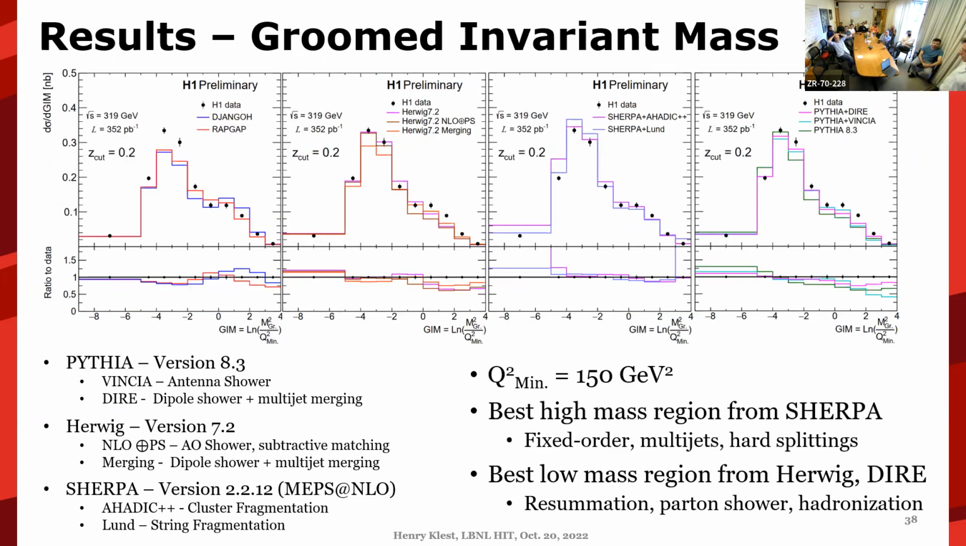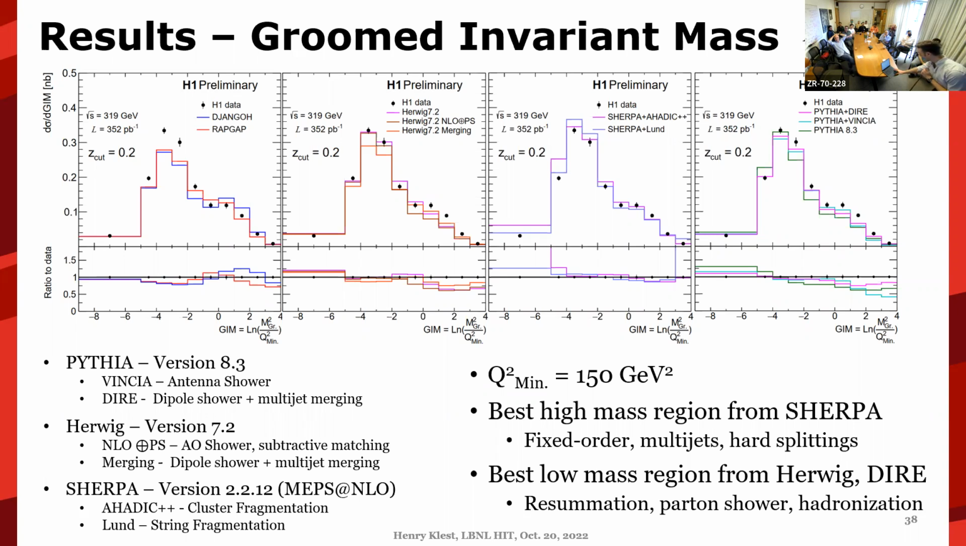So looking at the groomed invariant mass, we have nice high mass agreement from Sherpa, because it has matrix element plus parton shower at NLO, so it has a pretty good description of that region. Pythia undershoots the high mass region, as does HERWIG, but HERWIG actually does quite a good job at describing the invariant mass distribution of these single jet events, and Pythia does a fairly good job with that as well.